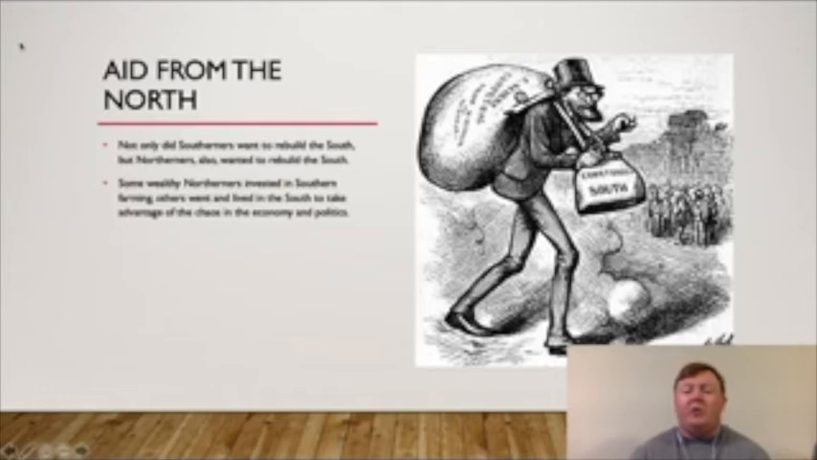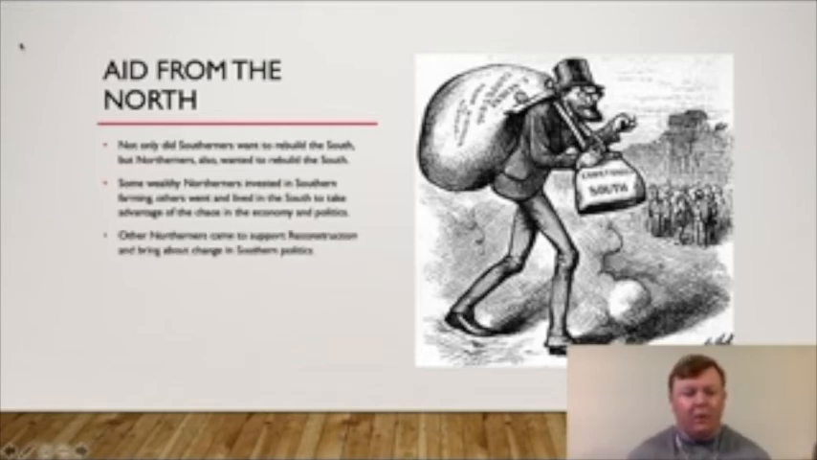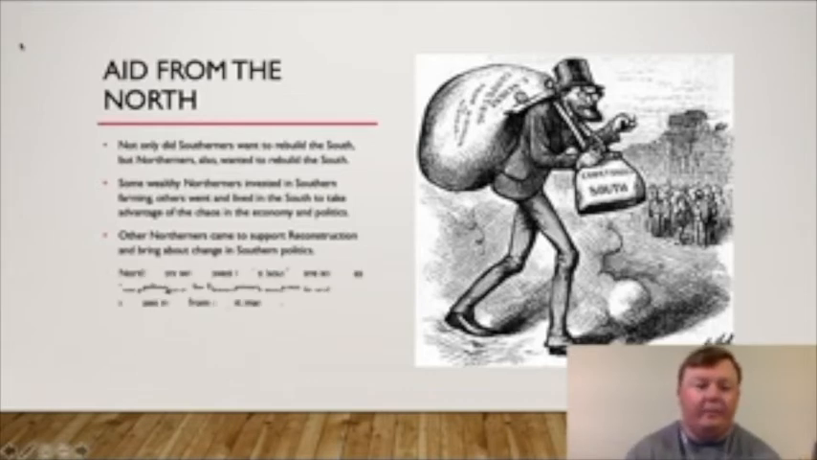Okay, so some were just kind of investing money, giving the South money, while others were actually going to live there and hopefully try to take advantage and make a lot of money in that now destroyed economy, or getting into politics where maybe they didn't have the support in the North. So other Northerners also came to support Reconstruction and bring about change in Southern politics. These are the people that you're trying to see get free African Americans more rights, and not really let them fall back into a slave-like condition.